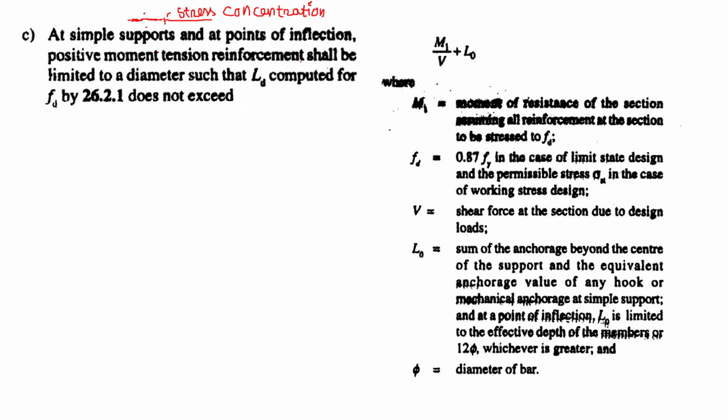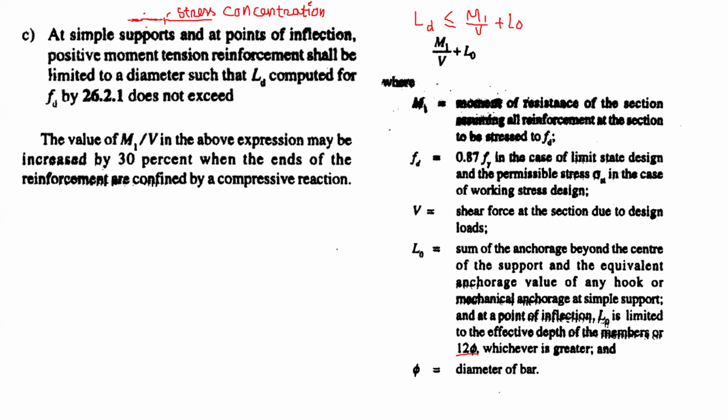So positive moment tension reinforcement shall be limited to a diameter such that LD calculated for fd does not exceed, meaning LD should be less than or equal to M1 by V plus L naught. So these values are given. I will not go into detail. L naught is limited to the effective depth of the member or 12 phi, and phi is the diameter. We have seen this in the class.